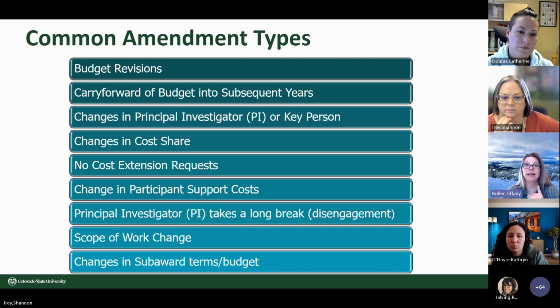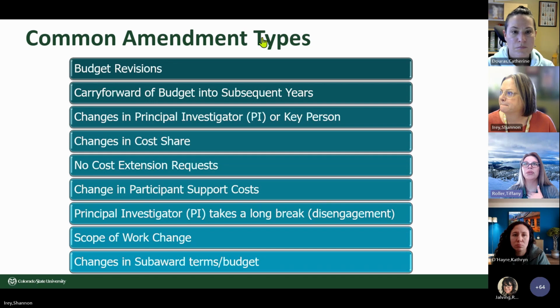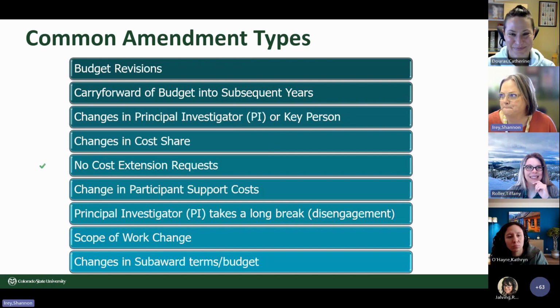But before we do that, I think there's a stamp function that's in here. So if you can take your stamp, why don't you stamp which one you think is the most common type of amendment that we would process through SP. A whole lot of love there for no cost extensions. Yeah. And also budget revisions. Yep. I would tend to agree that no cost extension is probably the most typical, and budget revision probably being second. So your instincts are on point there, team.